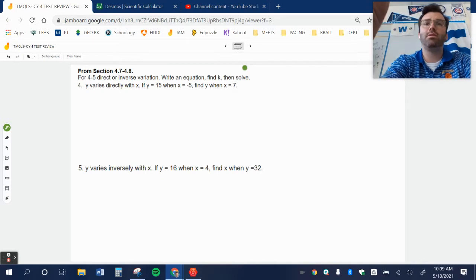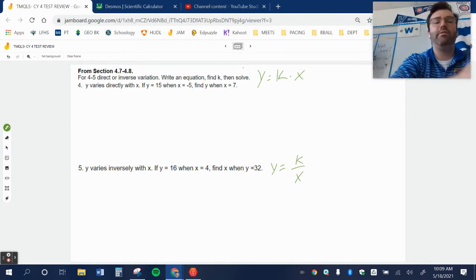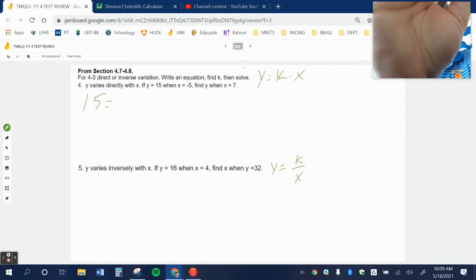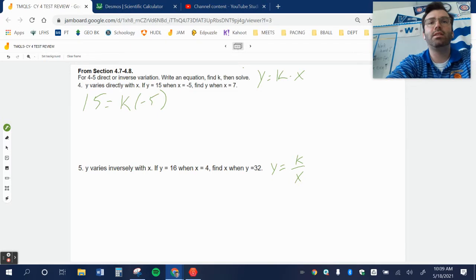So it looks like this. For direct, it's y equals k times x. Inverse is y equals k divided by x. All right. So if y varies directly with x and y is 15, x is negative 5, let's find k.